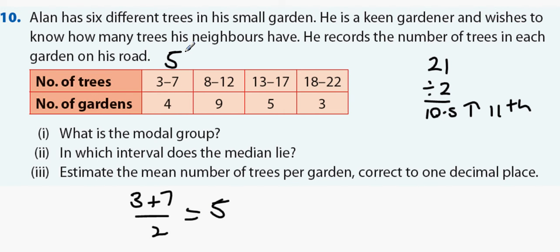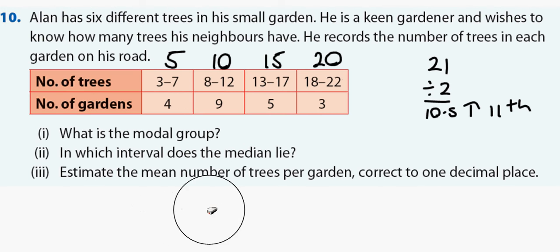Add 8 plus 12 together, you get 20. 20 divided by 2 is 10. 13 plus 17 is 30. 30 divided by 2 is 15. 18 plus 22 is 40. 40 divided by 2 is 20. Okay, so now you know the middle values. The next thing you can do is calculate the mean.